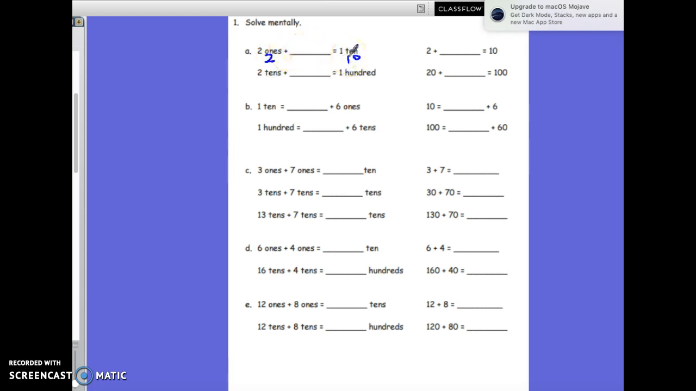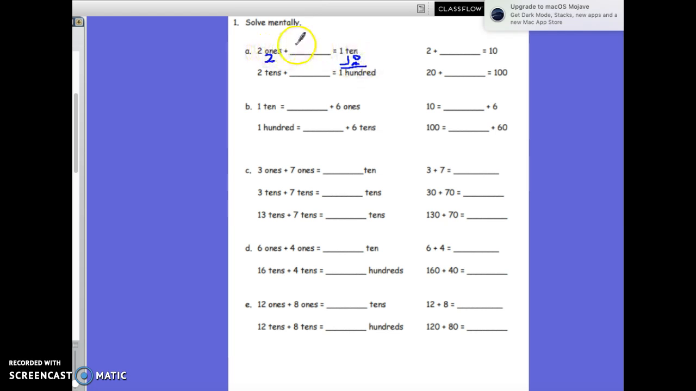Now, if you need to figure out a missing number in an addition, and you have the answer, all you do is instead of add, you do the opposite. So it would be 10 minus 2. And do you know what 10 minus 2 is? I'm sorry, that's written so poorly. 10 minus 2 is 8.